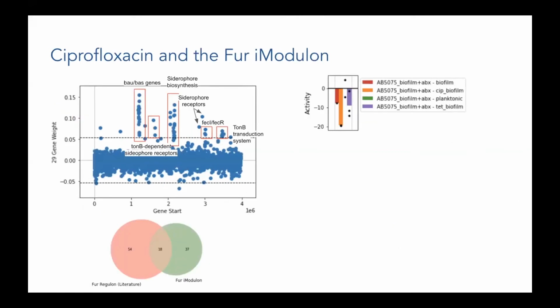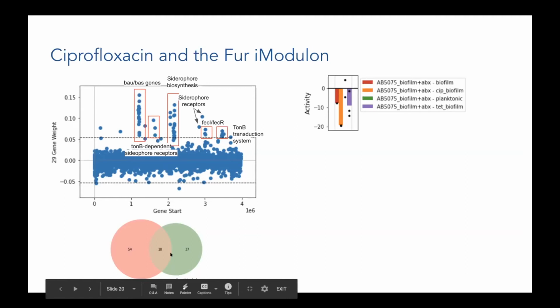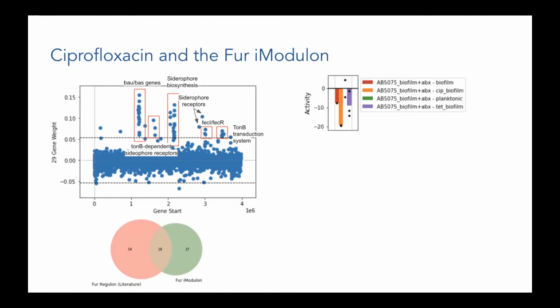Another interesting thing we found is that the fur iModulon is specifically affected by ciprofloxacin. This is another visualization of the fur iModulon. It shows the genomic location, and each dot is a different gene. Genes above this threshold are in the fur iModulon, and that includes the BAU, BAS genes, siderophore biosynthesis, etc. This iModulon has a pretty high overlap with the known regulon, but it does contain quite a few genes that are not known to be regulated by fur. So this is a potential for discovering more genes that are regulated by the ferric uptake regulator, or fur.